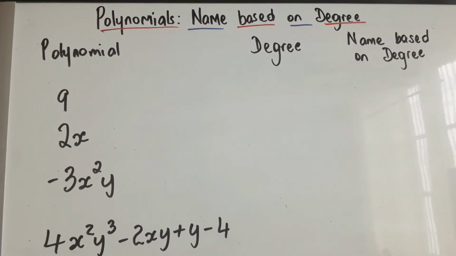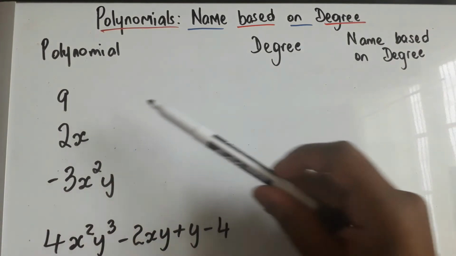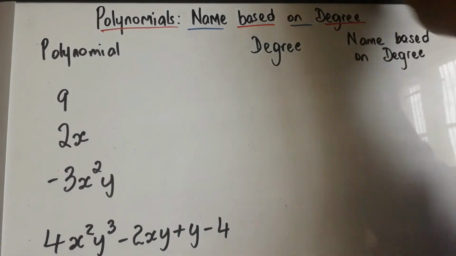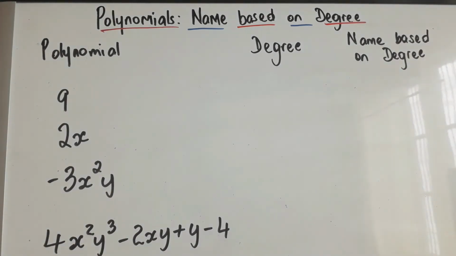Hey guys, so here we're looking at polynomials named based on degree. The highest power of the variable or variables in the polynomial is known as the degree of the polynomial. Now, starting off, we have this polynomial, which is 9. And this is an example of a monomial based on the fact that it's just one term.